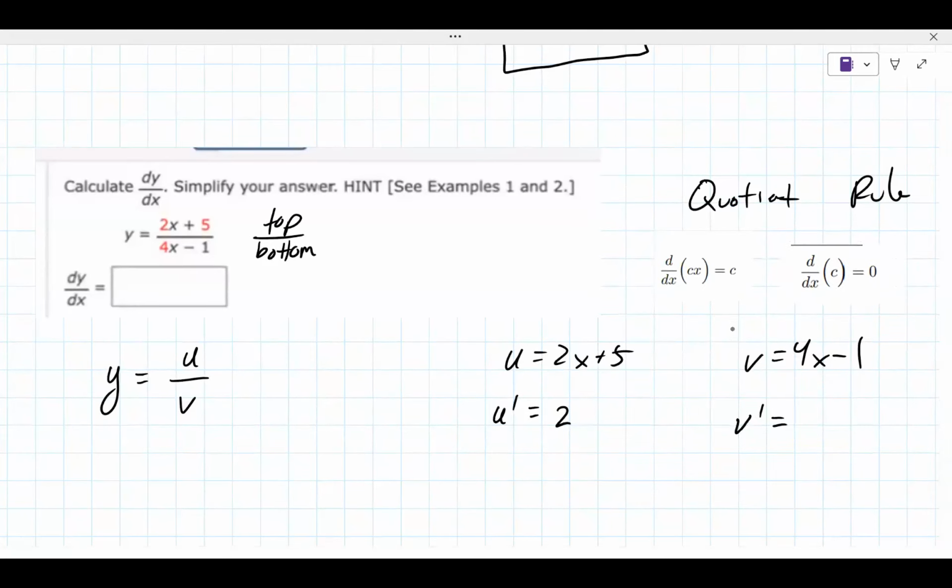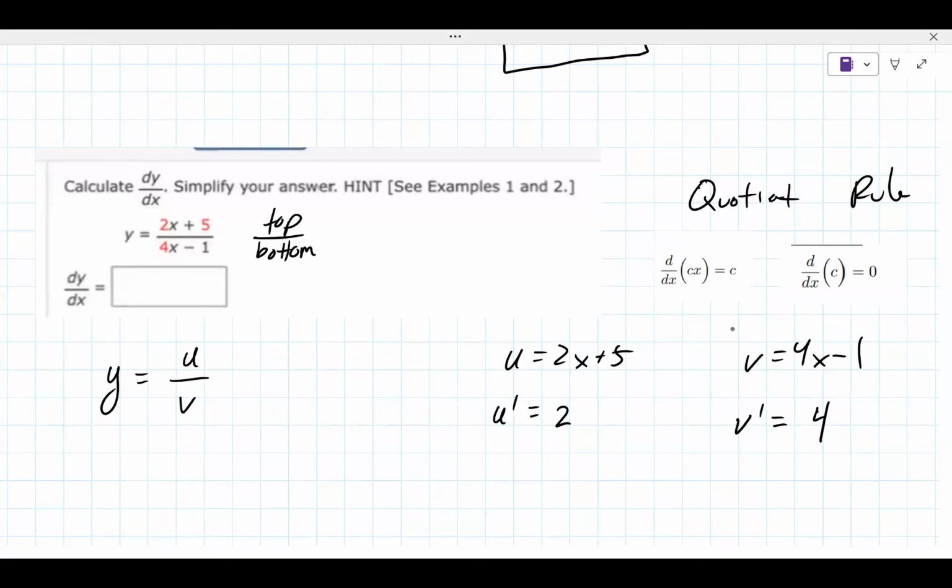What is v prime? v prime is just going to be 4. Good. Now, look in the derivatives table sheet that I sent you. Your teacher should supply one or give you one. Sometimes they'll even let you have it on the test, so it's always good to ask.